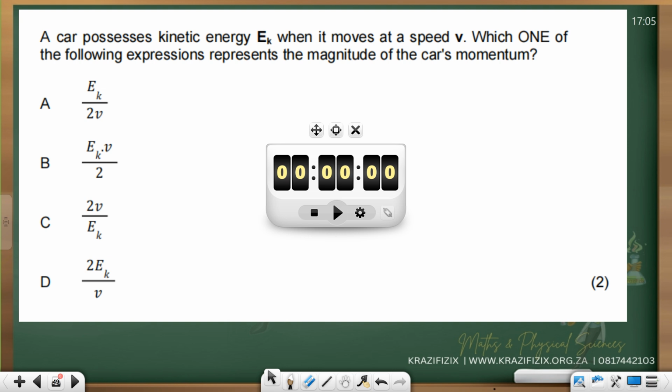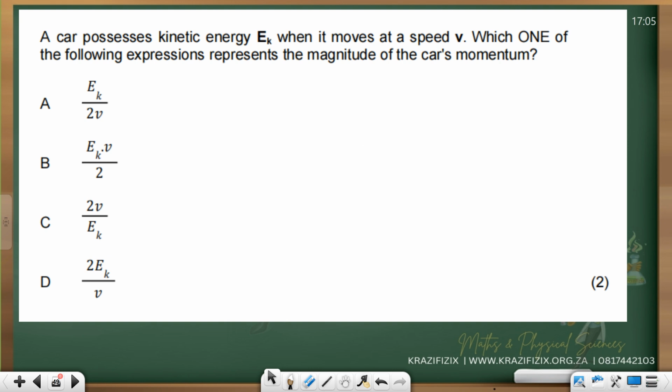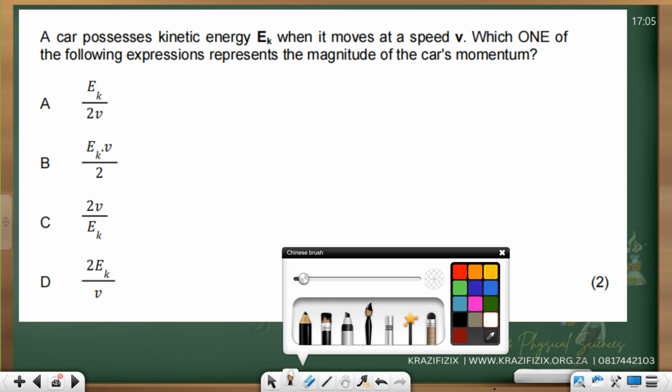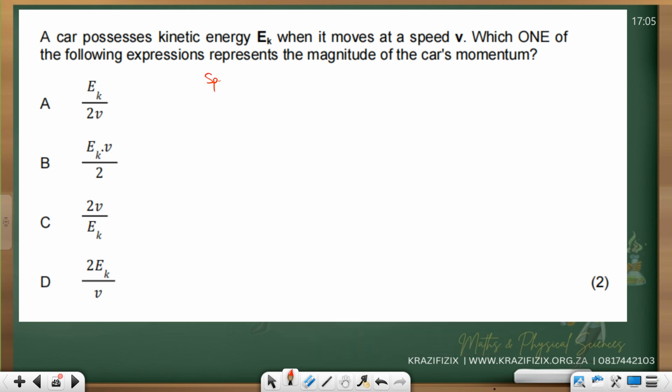Let's see. A car possesses kinetic energy EK when it moves at a speed of V. I like to always write things down. When the speed is V, kinetic energy, we know the formula, half mv squared. Which one of the following expressions represents the magnitude of the car's momentum?